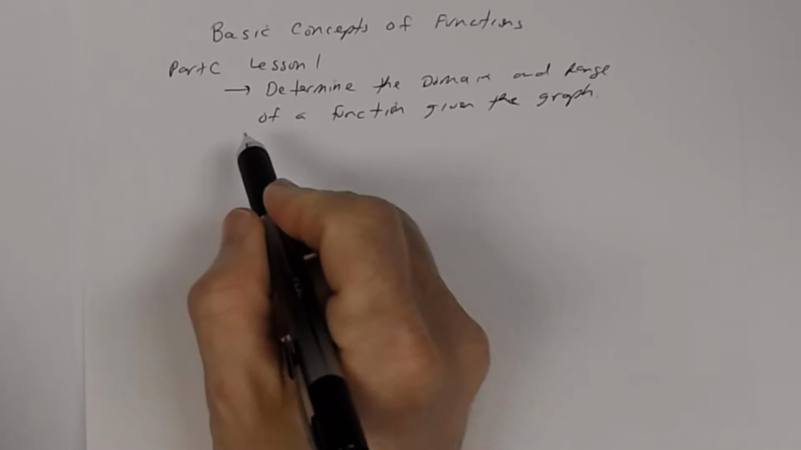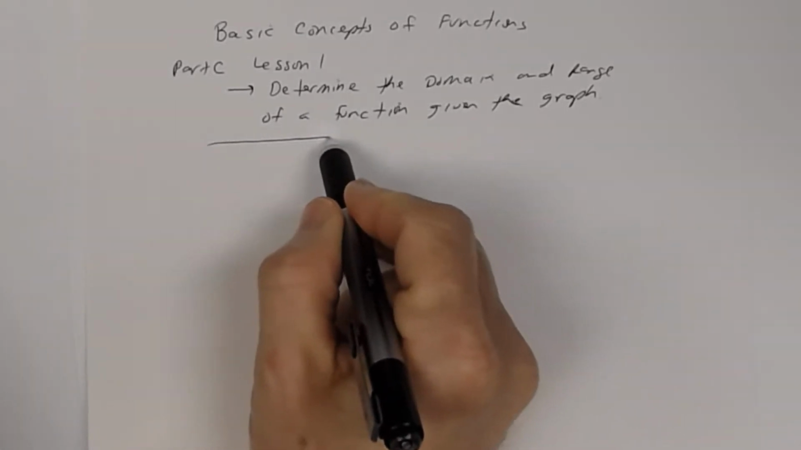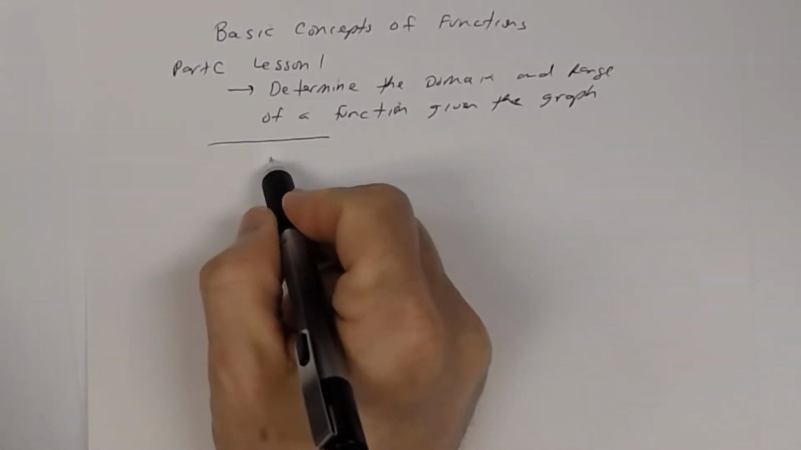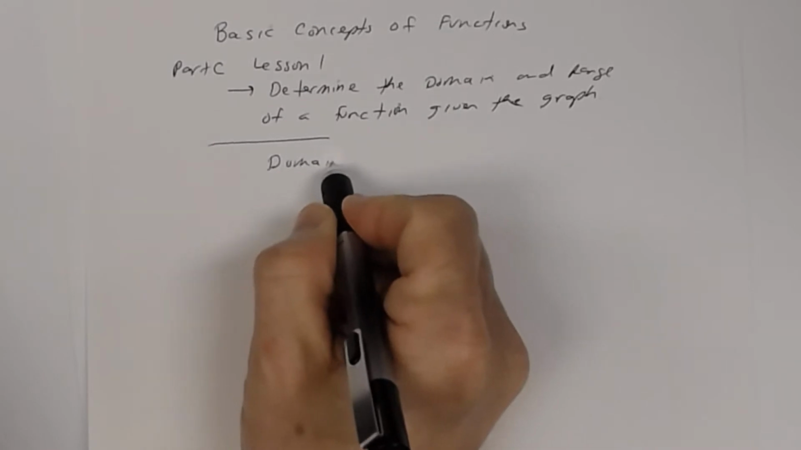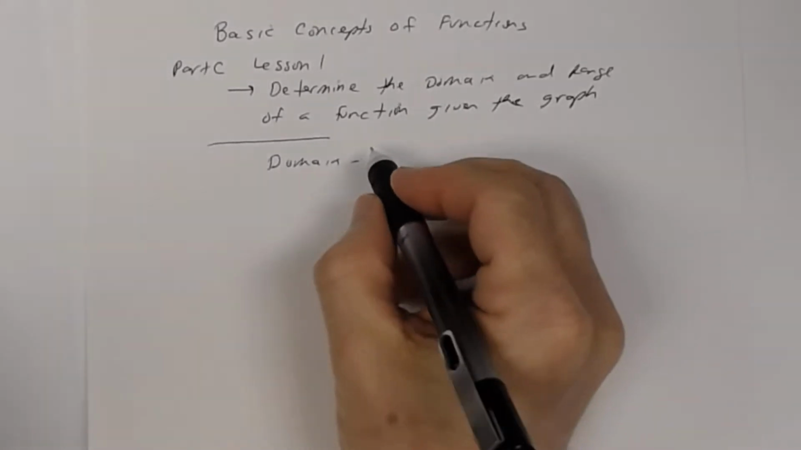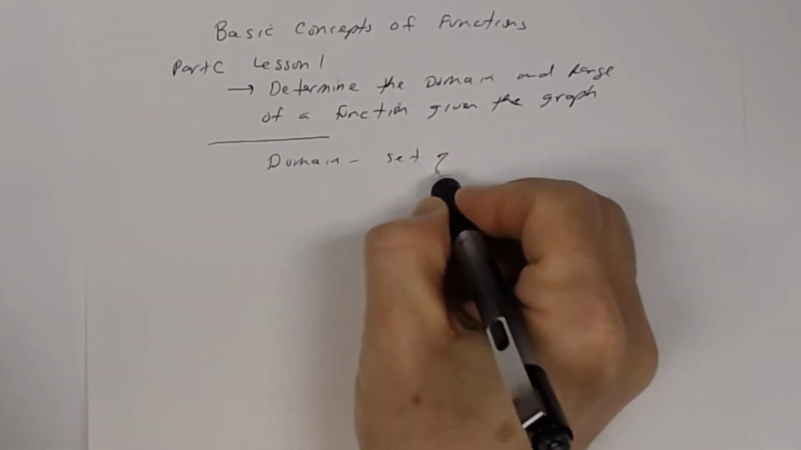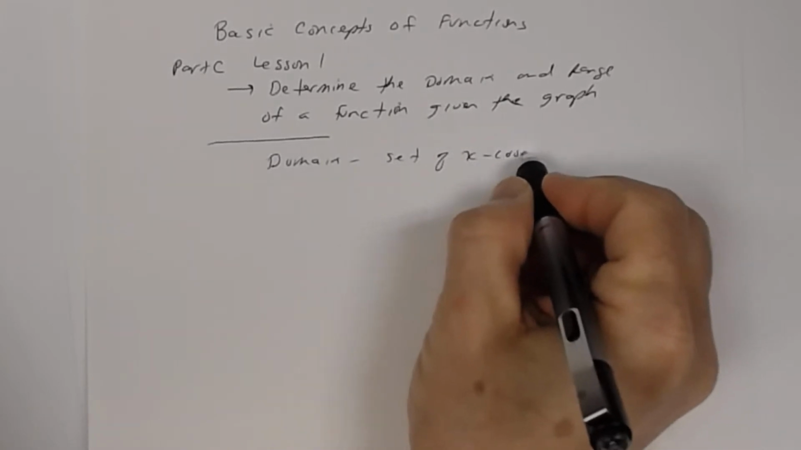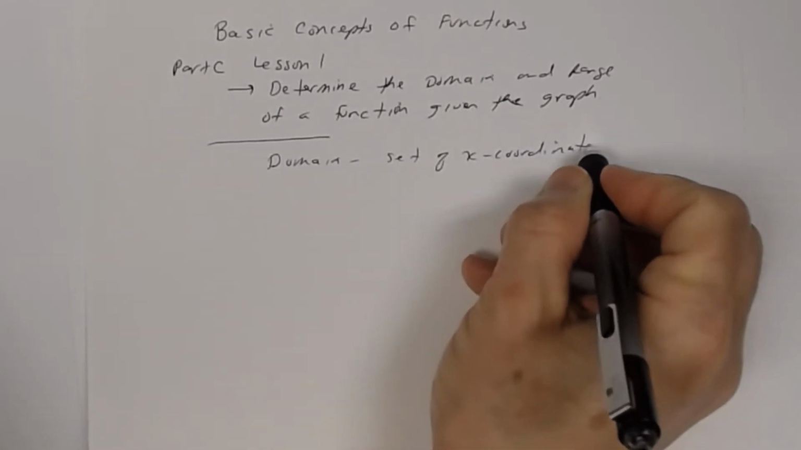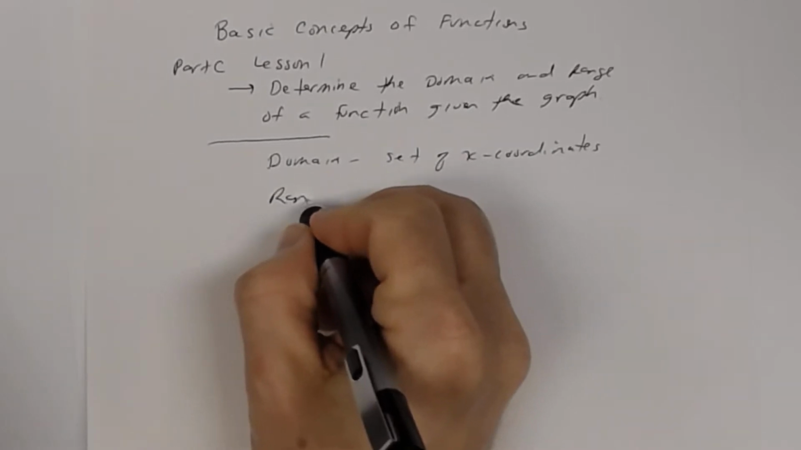Now, before we begin, just remember our definition of domain and range. The domain is the set of x coordinates. And the range, remember, is the set of y coordinates.